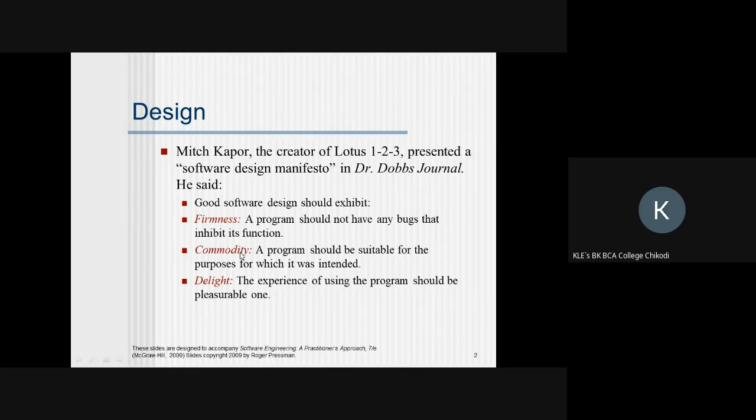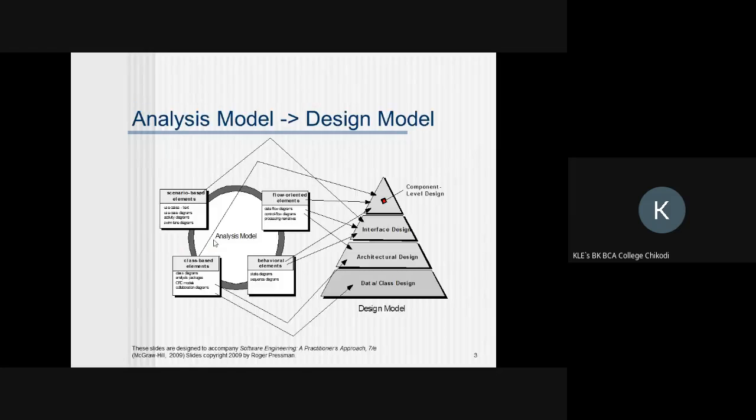Delight: it has to provide good interfaces. If the interface is not proper, then it becomes difficult for the end user to use the functionalities provided by that software. Even though your design is very good, if you do not provide good interfaces, then end users will not get that pleasantness. That is why these are the three main characteristics that software design has to exhibit properly.